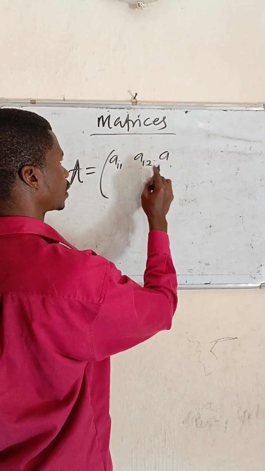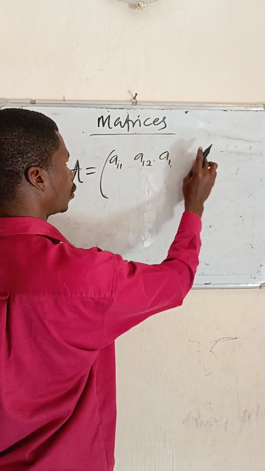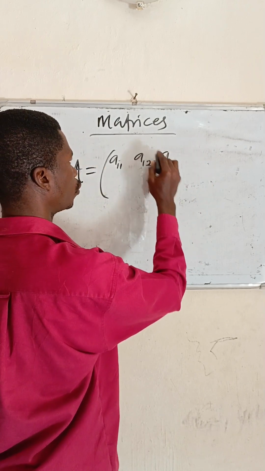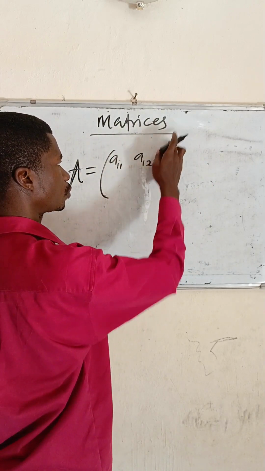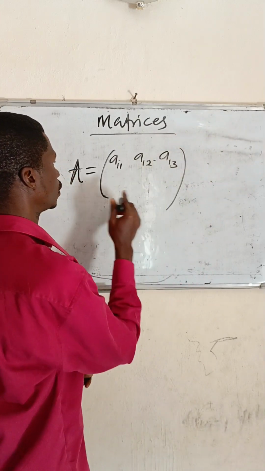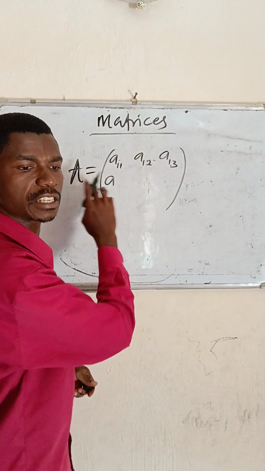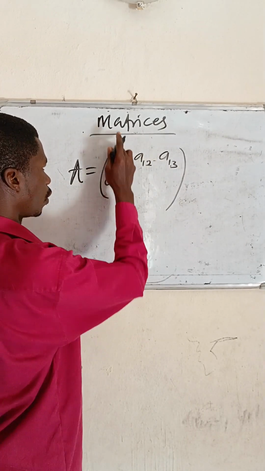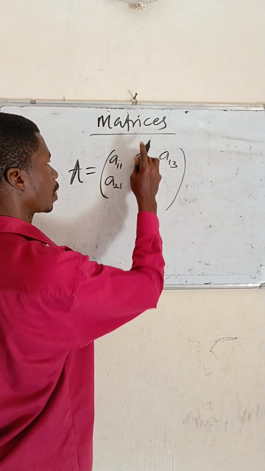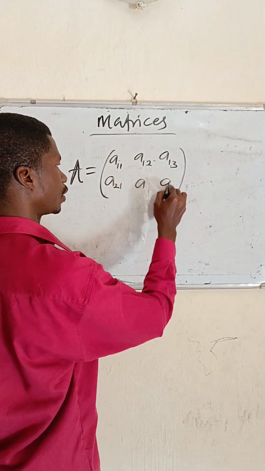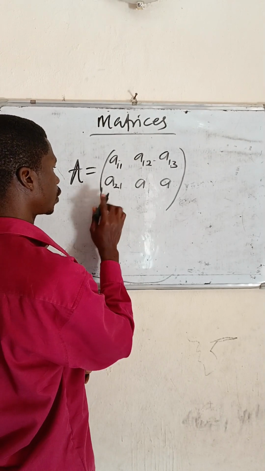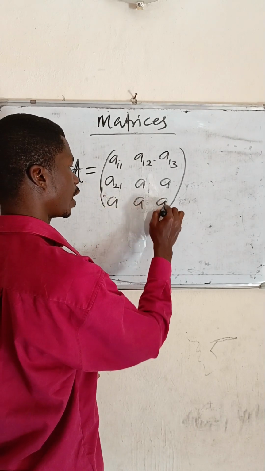What about this one? This is the first row, horizontal is always row. Third column, because this is the first column, second column, third column, and so on. You can proceed. What about if we proceed again here? This is not the first row any longer. This is the second row. So you put this one under the first column. Are you seeing it now?